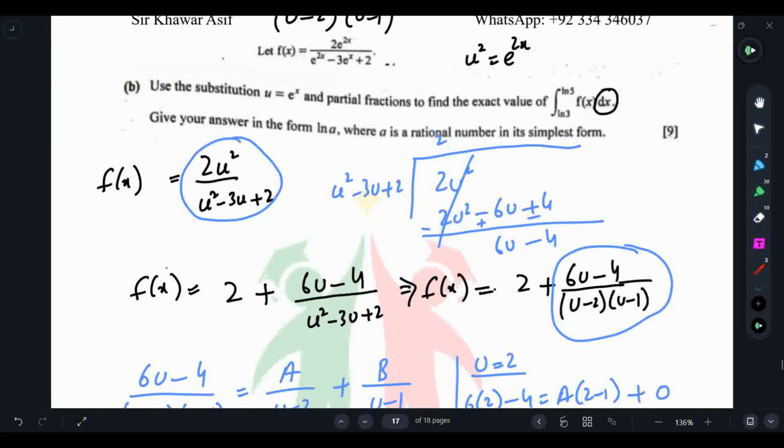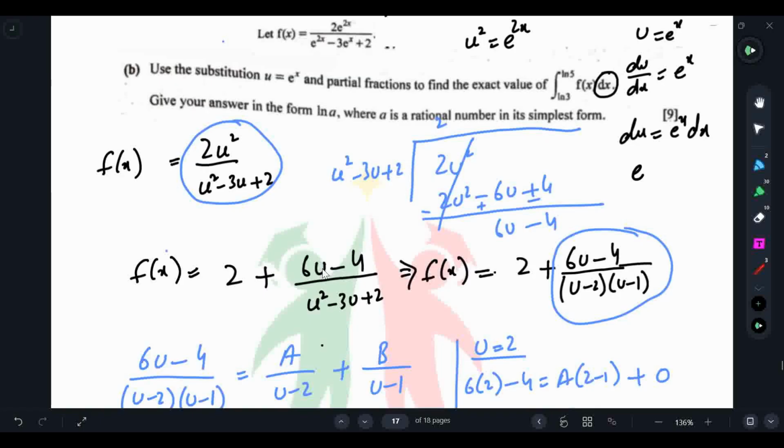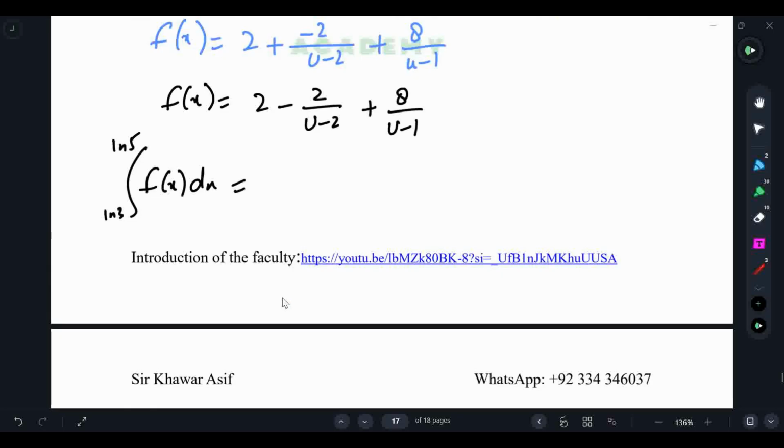Now we know that u is equal to e power x. So du by dx will be equal to e power x. So du will be equal to e power x dx. So we have to write it over here also. Then we can integrate it with respect to x. Or we can say that e power x is equal to du by dx.